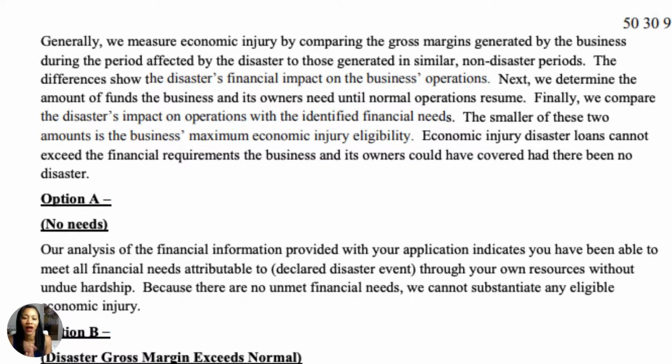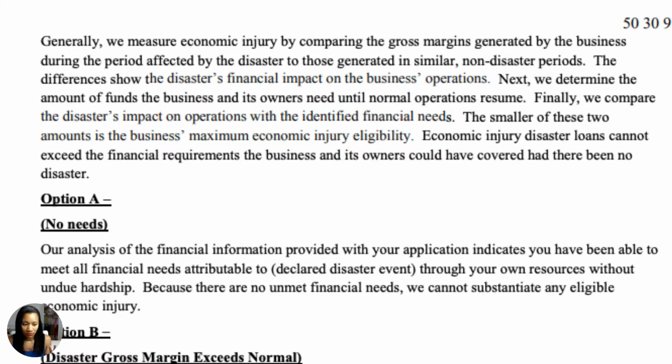The difference shows the disaster's financial impact on the business operation. Next, we determine the amount of funds the business and its owner need to operate during normal operations when they resume. Finally, we compare the disaster impact on the operations with identified financial needs. The smaller of these two amounts is the business's maximum economic injury eligibility, okay? So the smaller one is the maximum amount that they will loan you, basically. Economic injury disaster loans cannot exceed the financial requirements the business and its owners could have covered had there been no disaster.